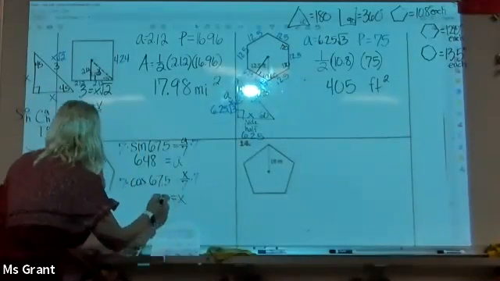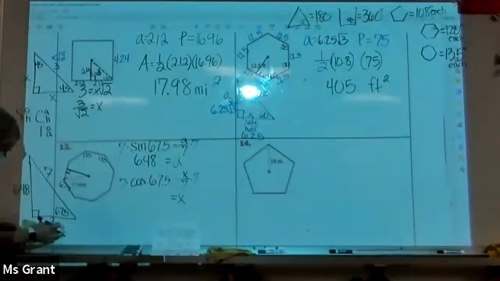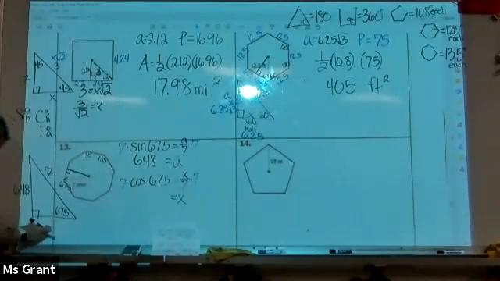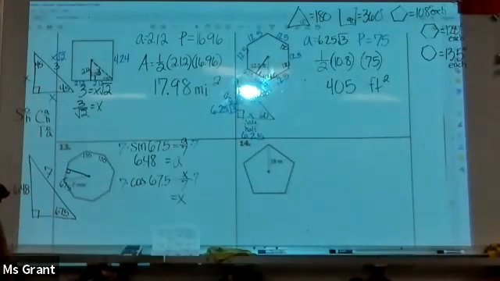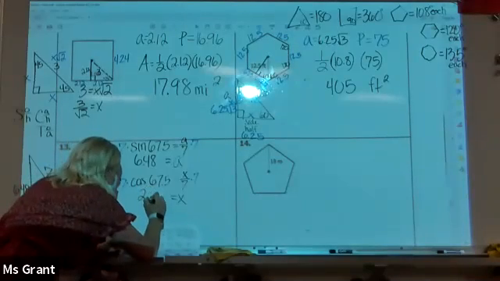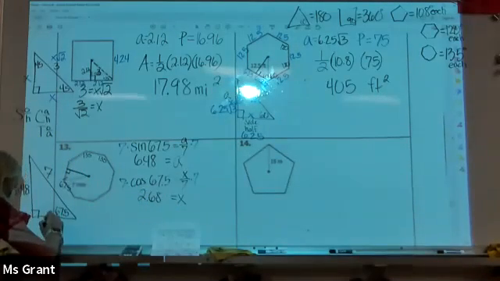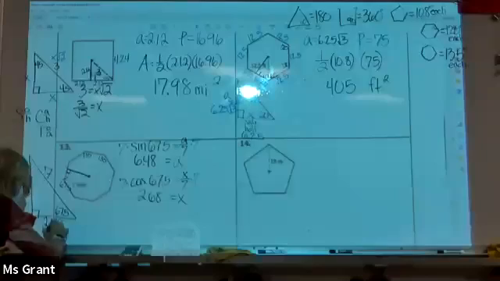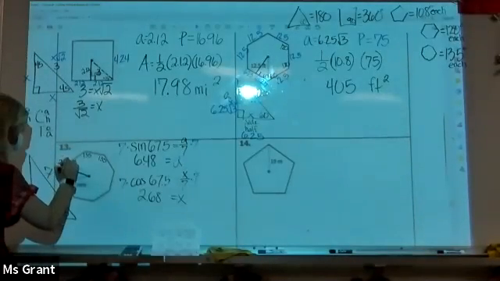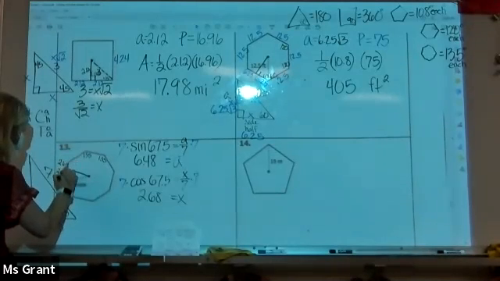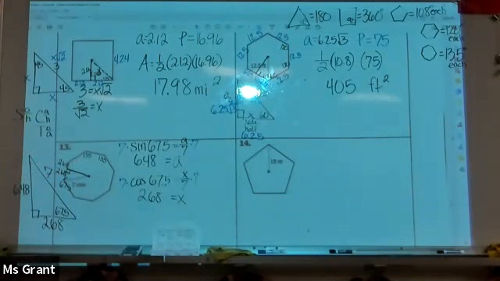The bottom of my triangle, right here, question mark. 7 times cosine 67.5 is 2.68. Yes, 2.68. So I am really good because I've got 2.68 and 2.68 as my side. So just add it.